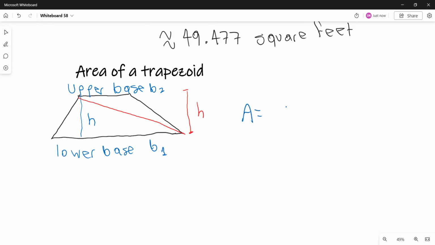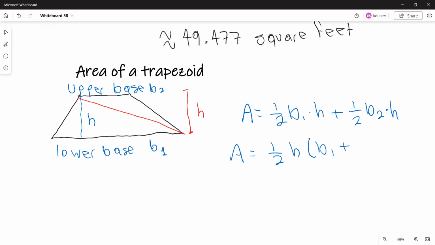So the area of the lower triangle is going to be 1/2 times lower base times height. And the area of the upper triangle is going to be 1/2 times upper base times height. You can factor 1/2 times height, and the rest is going to be lower base plus upper base.